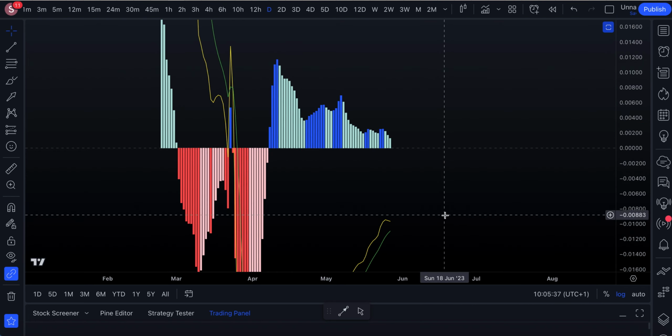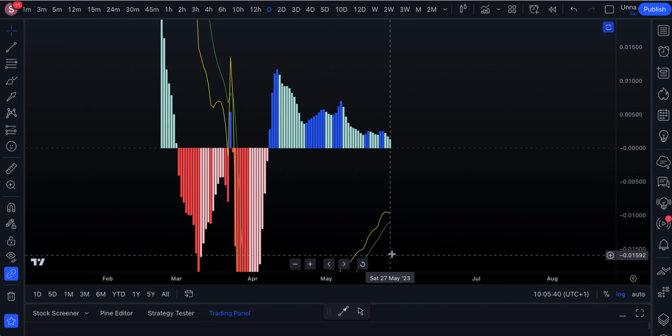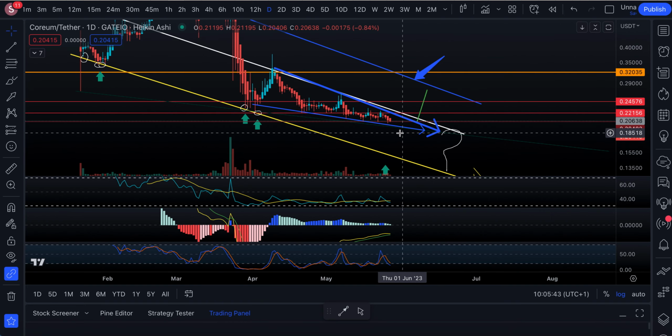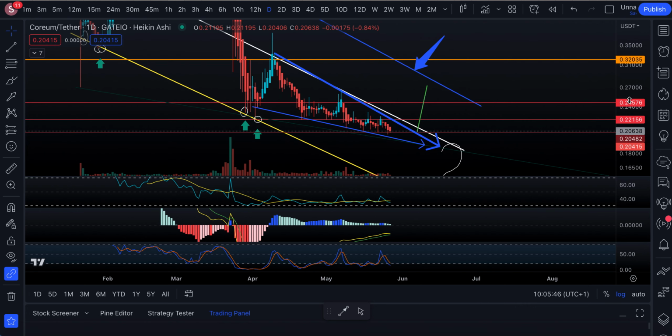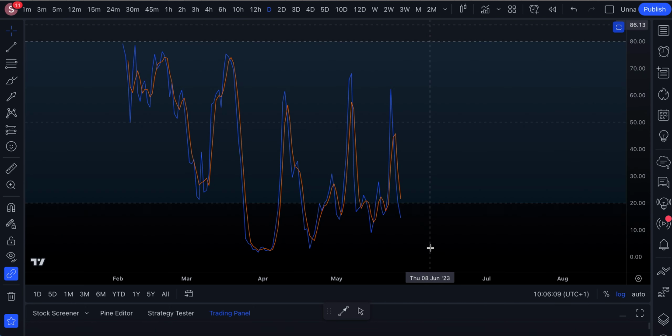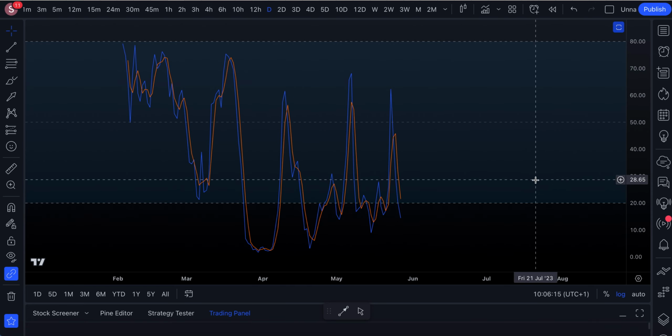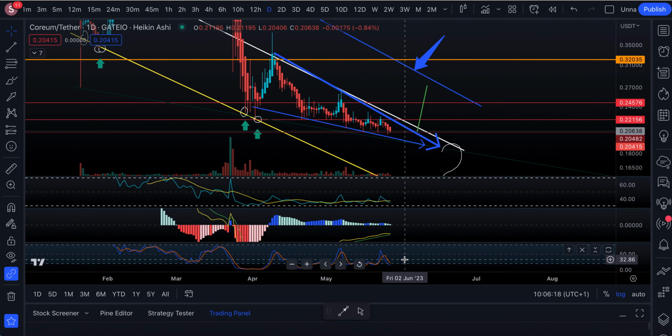On the MACD, we could have a death cross coming up on the daily. But if we do have that death cross, there's still space to come down in the pattern. I'm not anticipating that we break below this downtrending support, although anything's possible. That could bring us a bit lower, which just means the breakout is prolonged. And on the stochastic RSI, we can see that we're in oversold territory as well.